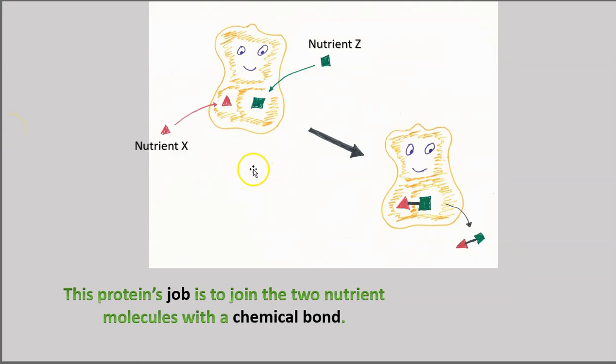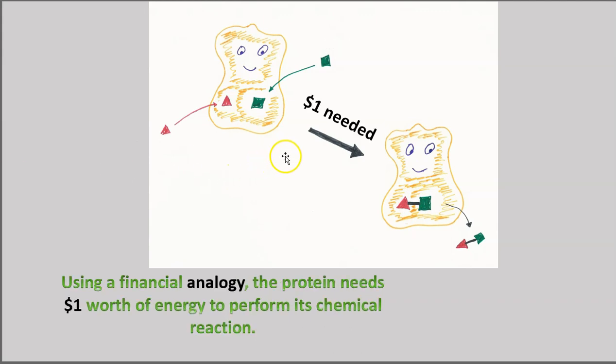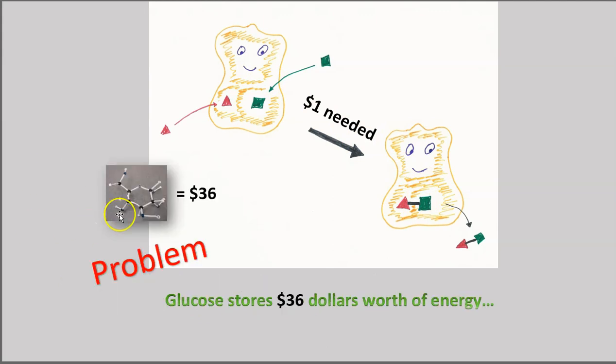Now, to answer that question, let's look more closely at the protein doing the chemistry here. So this protein's job is to link the red molecule and the green molecule with a chemical bond. Now, that process requires energy. We're going to use a financial analogy here and say that the amount of energy this protein needs to do its job is $1 worth of energy. But here's the situation. Glucose has $36 worth of energy stored in all those chemical bonds.